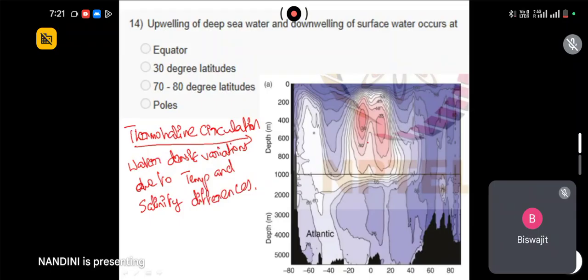So can you tell me which latitude is actually having this low oxygen concentration? Can you tell me which latitude is having this thermohaline circulation? Over which latitude is thermohaline circulation happening?